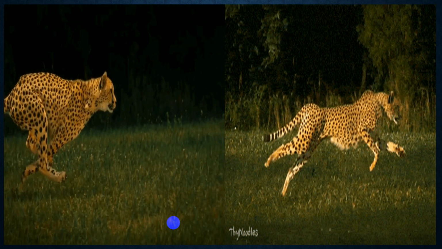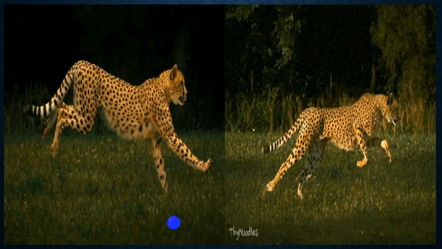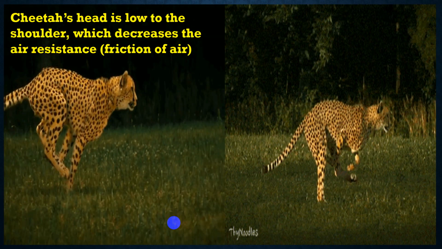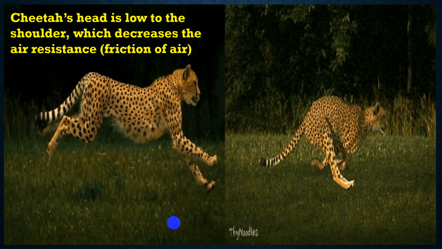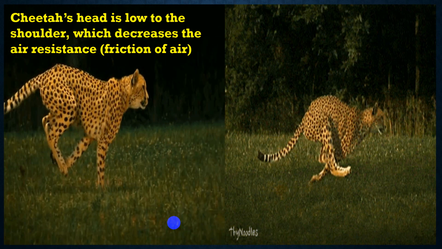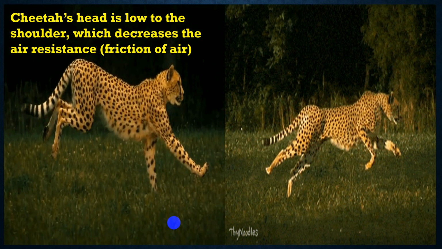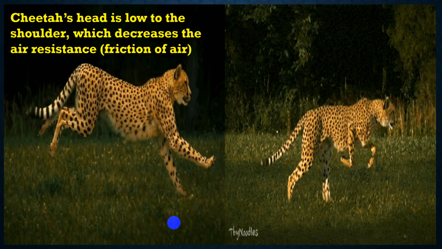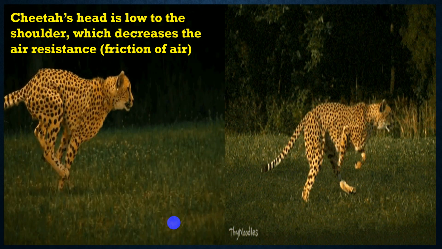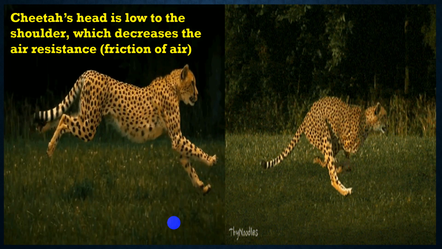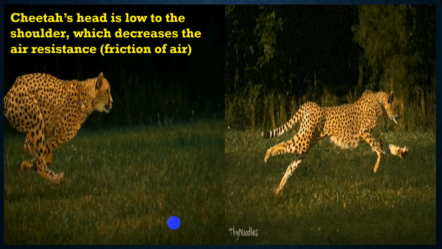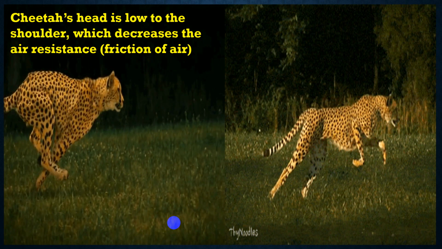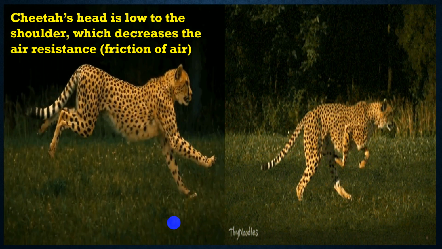So let's talk in slow motion about the adaptations that the cheetah has to survive. Number one, the cheetah's head is low to the shoulder, which decreases the air resistance, the friction force of the air. If you were in a car and you put your face out of the window while the car was moving very fast, you would feel the air hit or slap your face. This we call air resistance. So to fight this, the cheetah's head is low, below the shoulder, and this helps reduce the air resistance so that the cheetah can run faster.